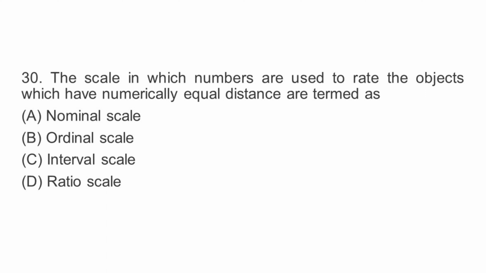Next one, the scale in which numbers are used to rate the objects which have numerically equal distance are termed as option A, nominal scale, option B, ordinal scale, option C, interval scale, option D, ratio scale. Right answer, option C, interval scale. The scale in which numbers are used to rate the objects which have numerically equal distance or equal time interval is known as interval scale.